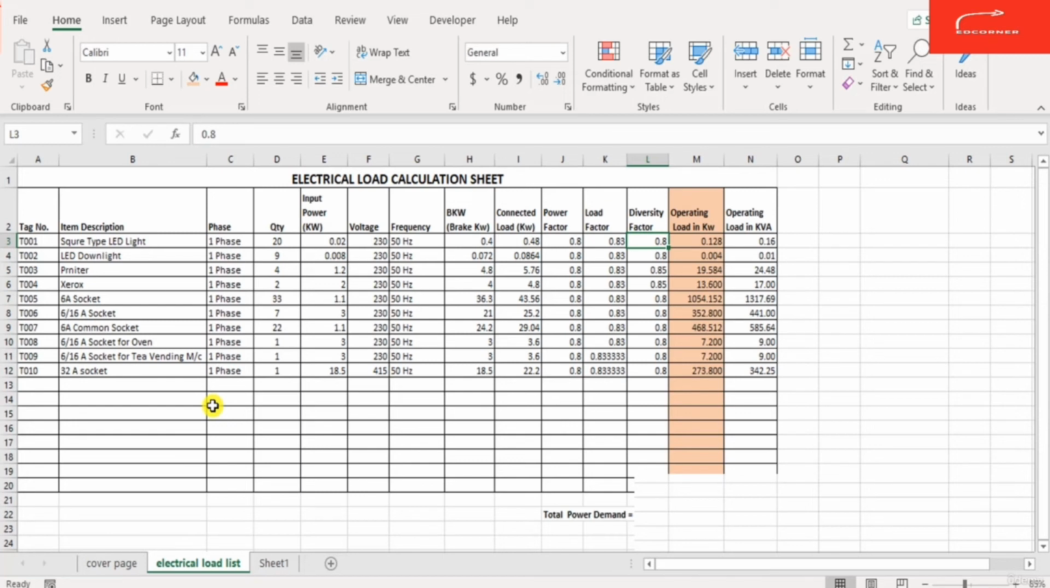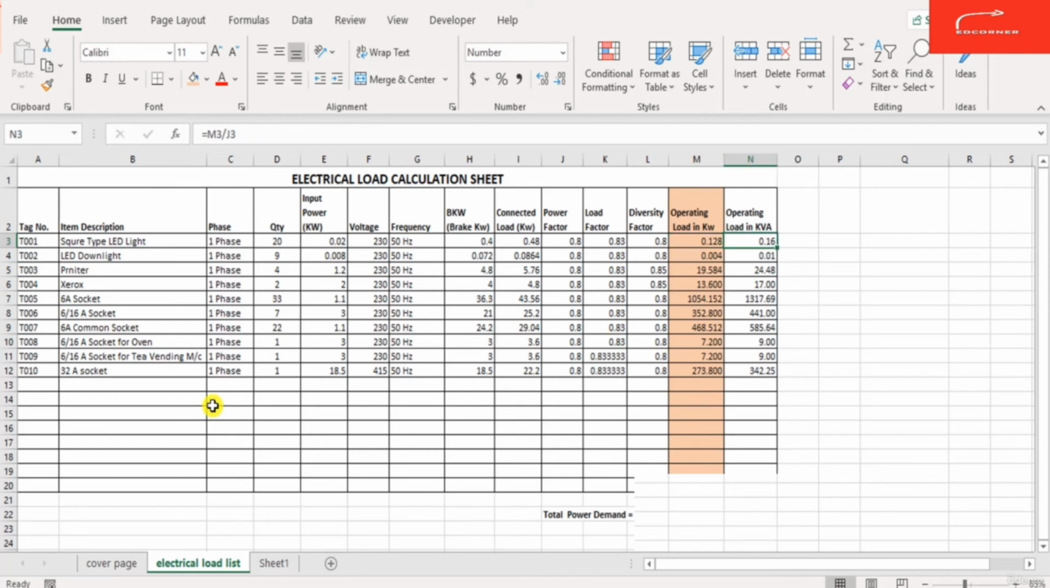Then the diversity factor also depends on the equipment. The diversity factor is always given by the vendor of the square type LED lights, the printer, Xerox, and the multiple other equipment. Each and every vendor will give us the diversity factor for that certain equipment. By taking that diversity factor, we need to mention it over here. So automatically we can calculate the operating load. The operating load is the brake load multiplied by the connected load multiplied by the load factor multiplied by the diversity factor. By multiplying all these values, we can calculate the operating load of our requirement.